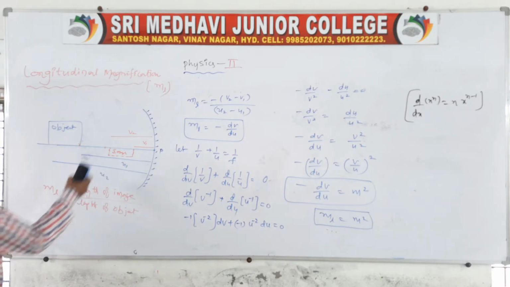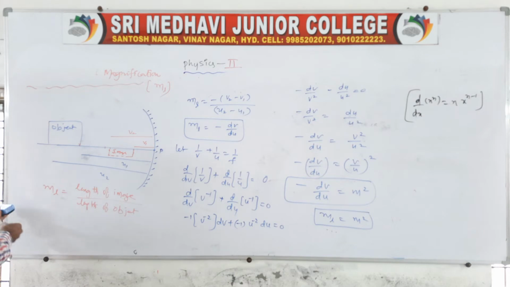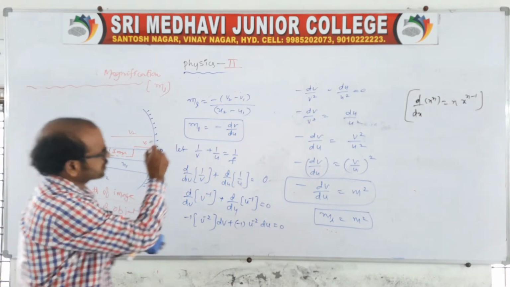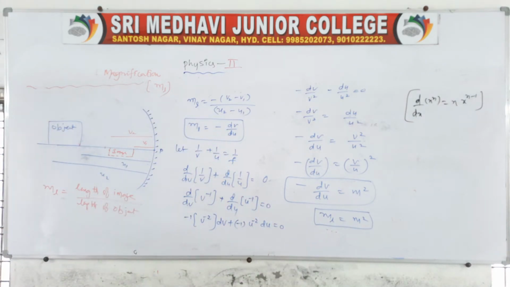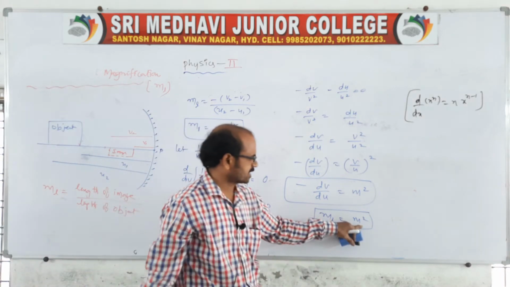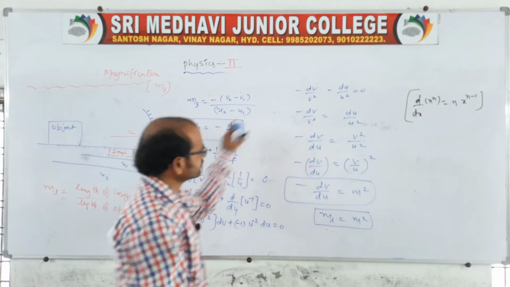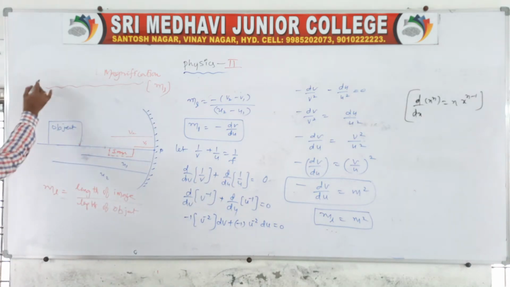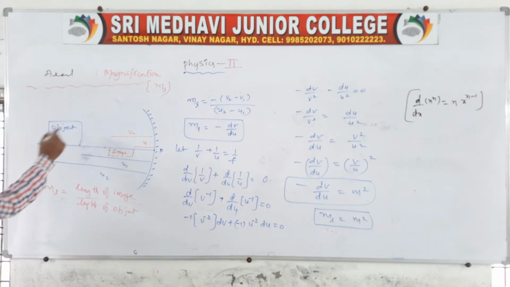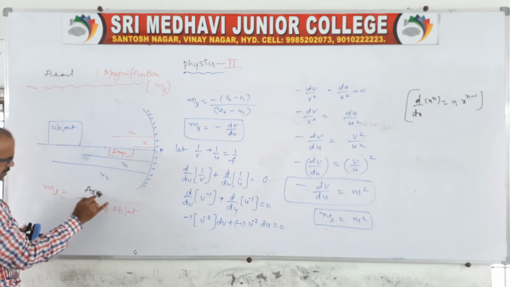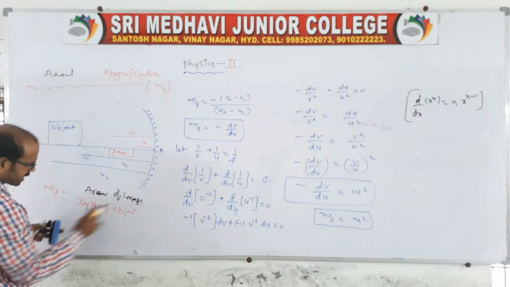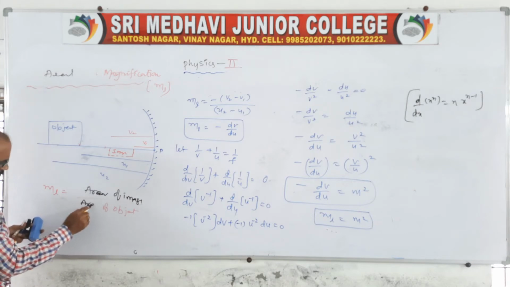Suppose you go for areal magnification, you write areal, very simple. For the longitudinal one you get m squared; for areal it is m cubed. If you go for volume magnification, you get m power 4, that is it. The derivation is the same for all. For areal magnification, you take the object's area, so here you write the area of the image by the area of the object, like this.